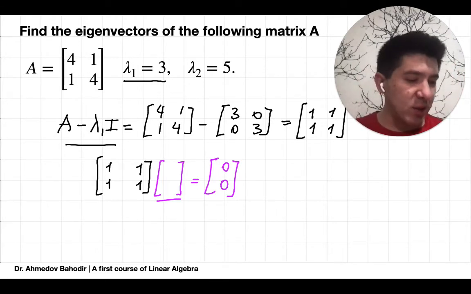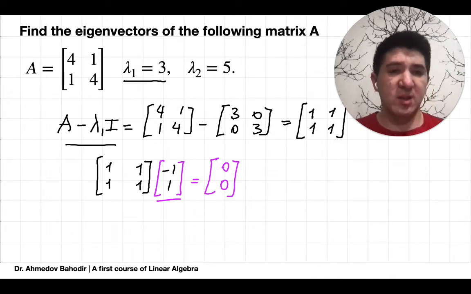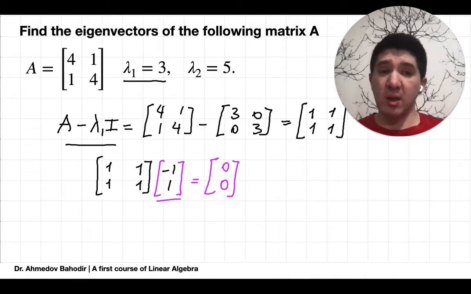And I think we can choose this as minus 1 and 1, which is essentially subtracting the first column from the second. Or you could choose 1 and minus 1, which is the subtraction of the second column from the first one, in order to get 0 and 0.